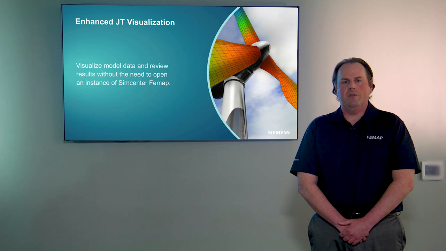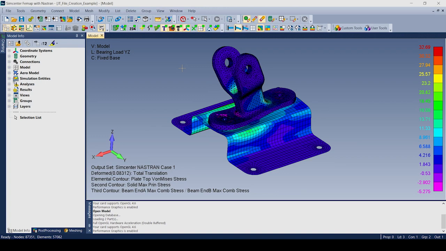Finally, version 2021.2 can now be used to create JT visualization files, which contain additional CAE entities or results from multiple output vectors, which can be used within the Teamcenter for Simulation product or another JT collaboration tool to visualize model data and review results without the need to open an instance of Simcenter Femap. All right, so the last thing we're going to talk about today is the creation of JT files.